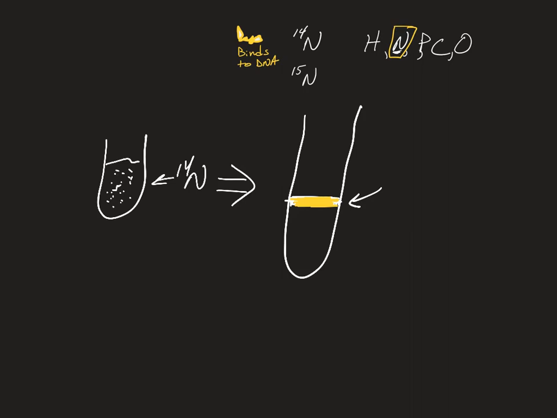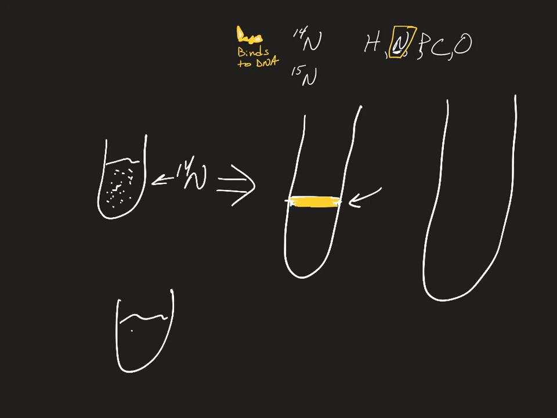Then they did the same process again, but this time they had nitrogen 15. And what do you think they saw? Well, in this case, just looking at it, what would you think would happen if you just had nitrogen 15? The band moved. Moved up or down? Up.